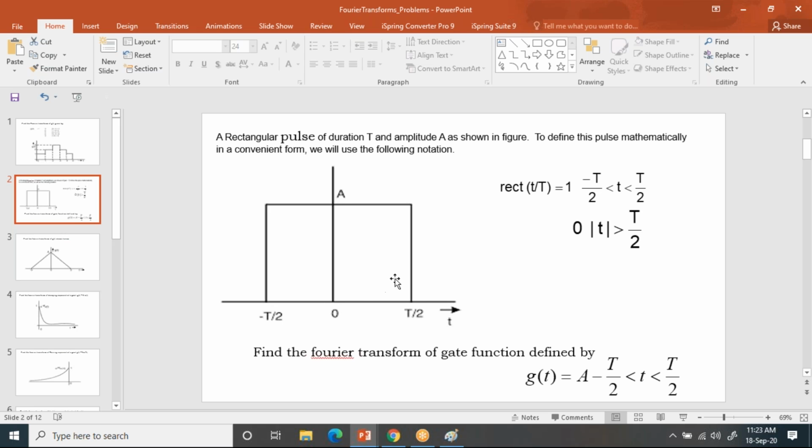So there are two ways you can ask the question. One way is a rectangular pulse of duration T and amplitude A is shown in figure, find the Fourier transform of this. Or the other way is find the Fourier transform of a rectangular pulse. Now, have you noted down this question? Please post it in the chat box.